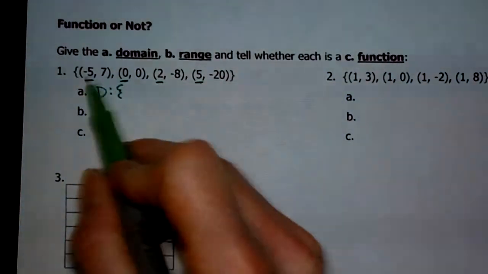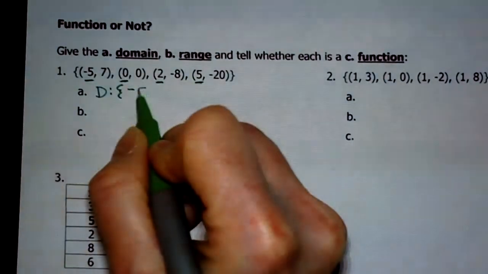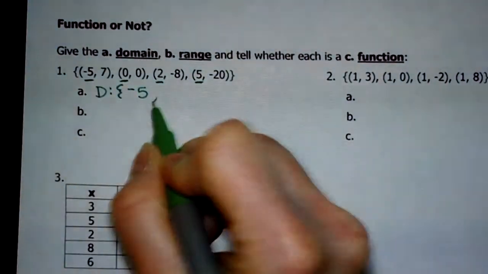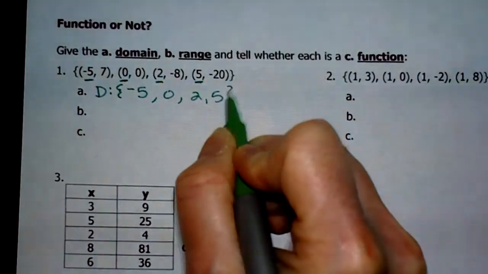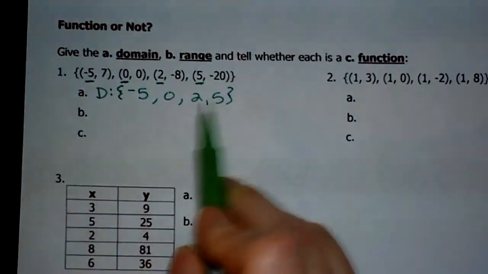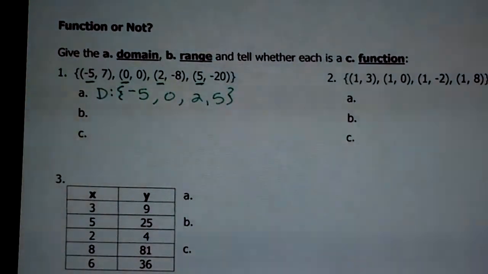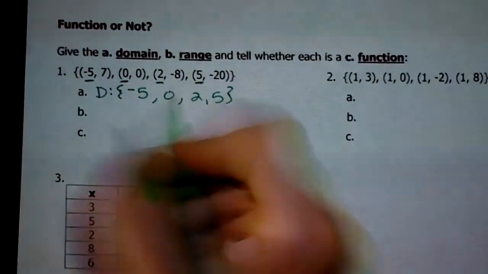And when I look at these values, the lowest value is -5, so that one's done. Then 0, 2, 5, close it up. I don't have any repeating values. This is good. I didn't have any I had to leave off, and they're all in order.